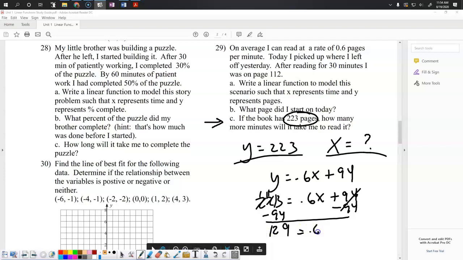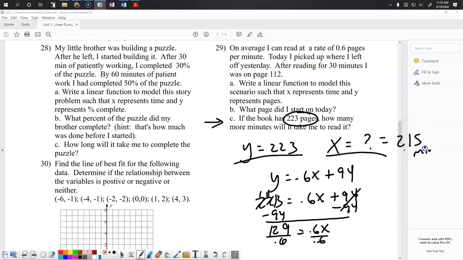129. Got to divide by 0.6. I don't want to do that. I'm going to use a calculator. The numbers are too weird. So 129 divided by 0.6. 215. So x equals 215.